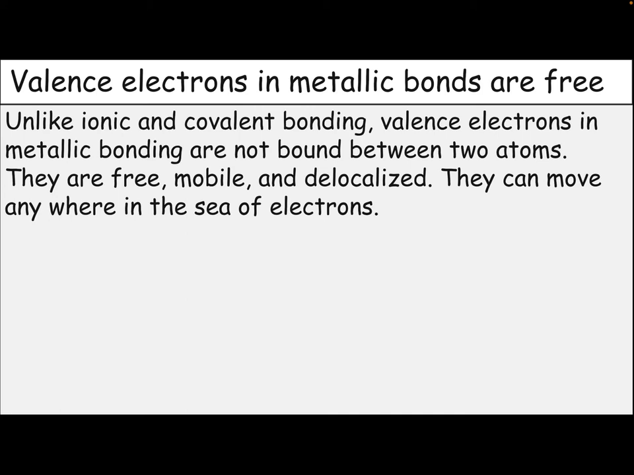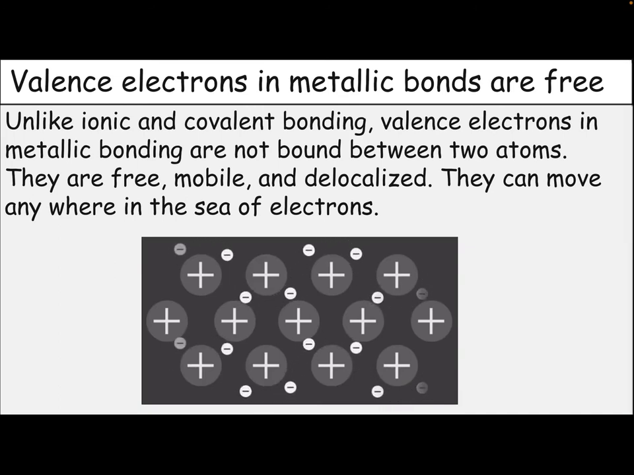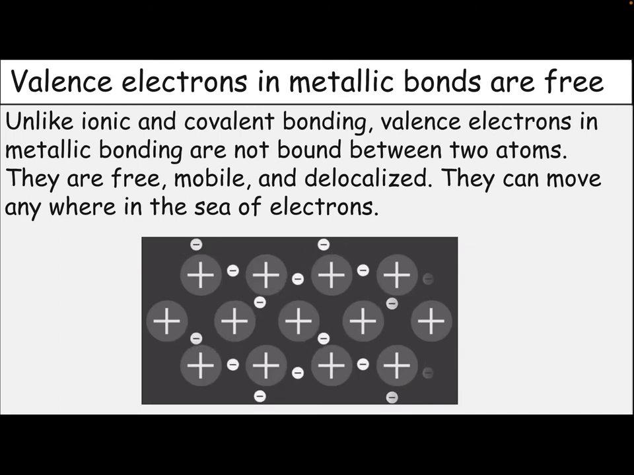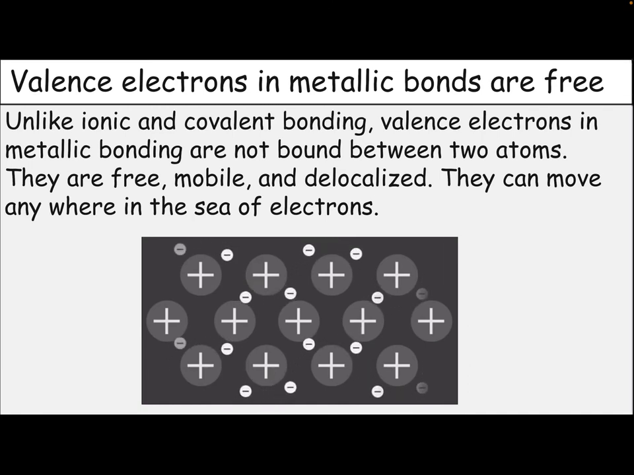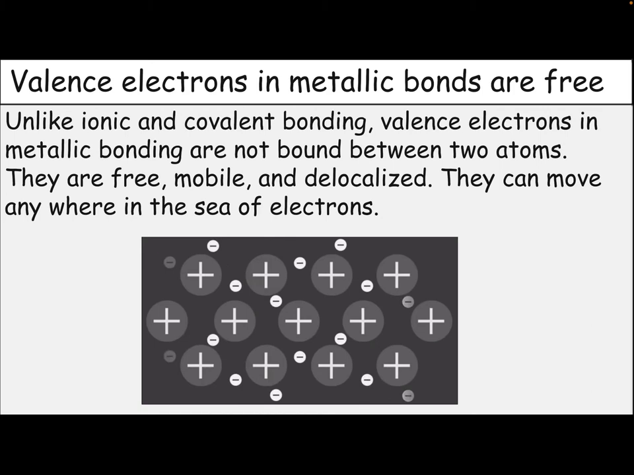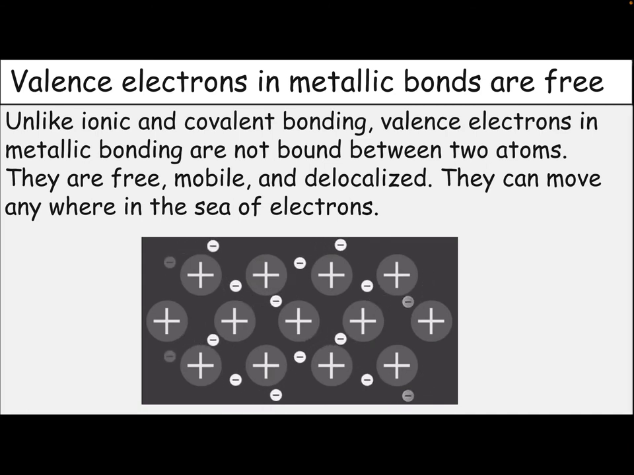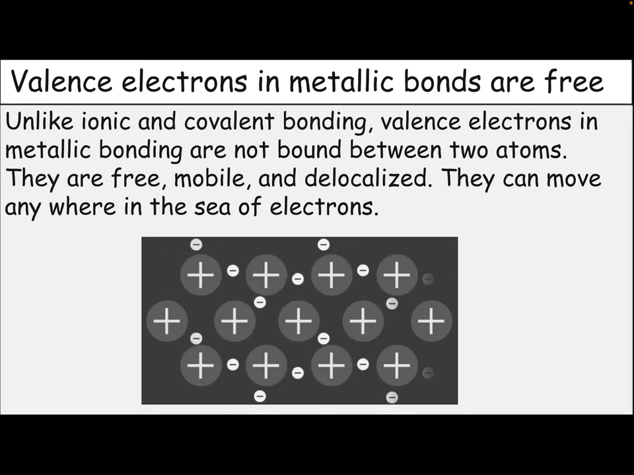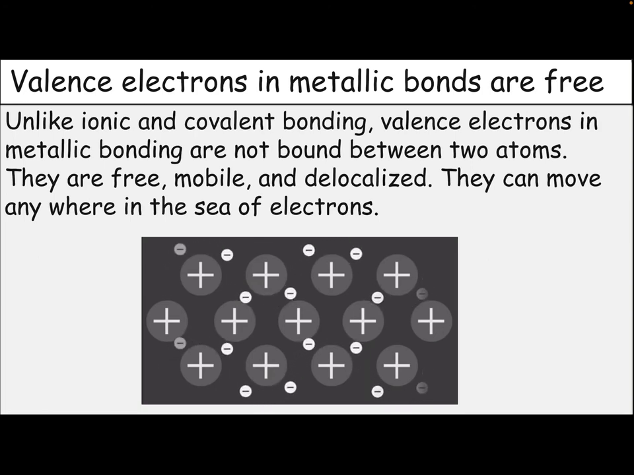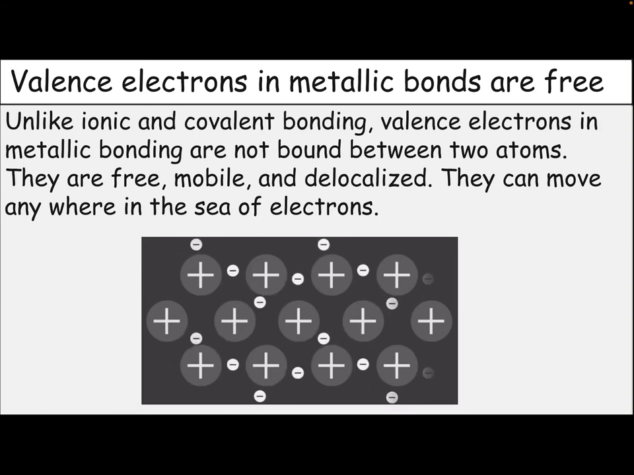This means that they can move anywhere in the sea of electrons, okay? So let's take a look at this visual representation. Let's just, for example, say that this is a sample of, I don't know, an aluminum piece of metal, okay? So here you have those positive signs are the positive metal aluminum cations, okay? The lost valence electrons. Aluminum has 3 valence electrons. So all of those valence electrons that have been lost from all of those aluminum atoms, they are free, mobile, and delocalized. They can move anywhere in this sea of electrons, okay?